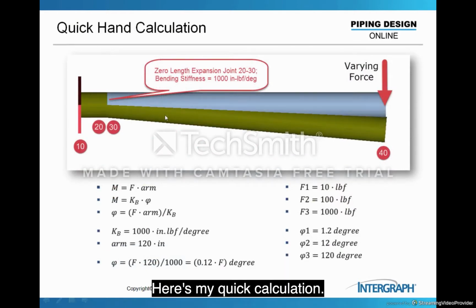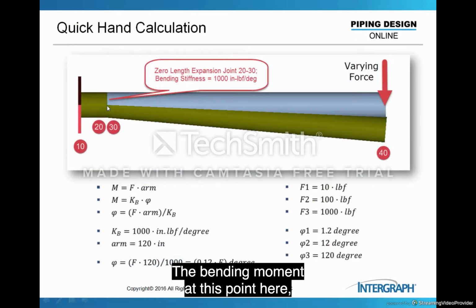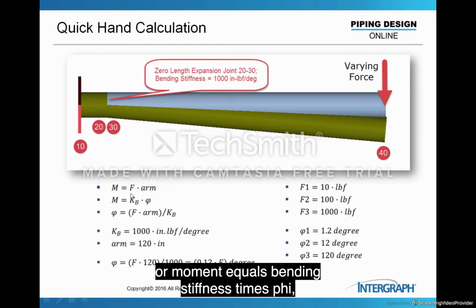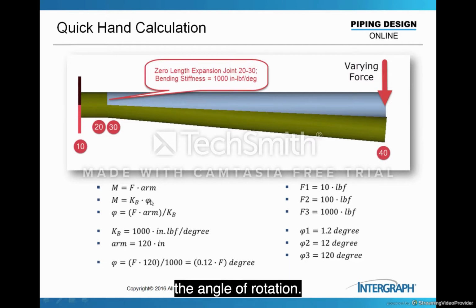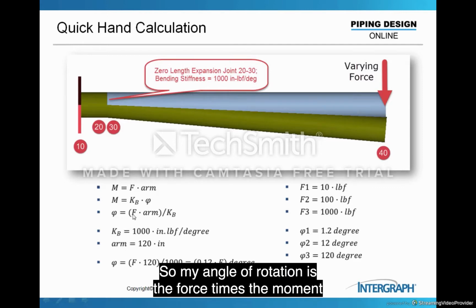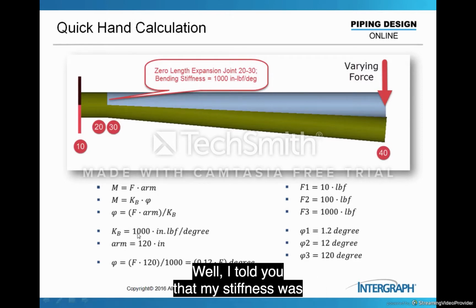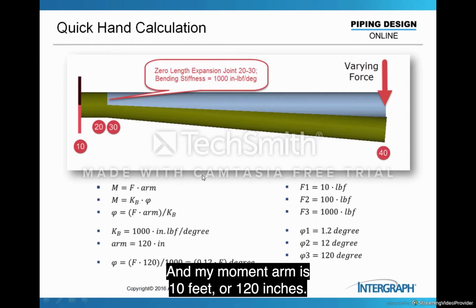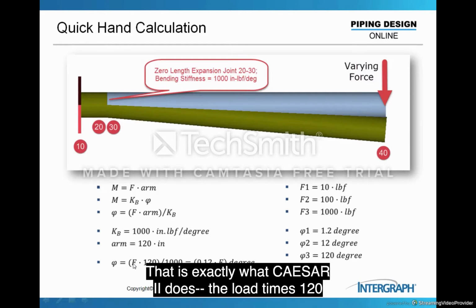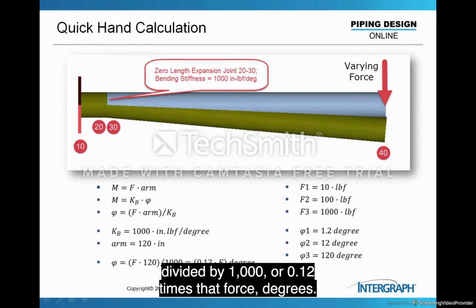Here's my quick calculation. The bending moment at this point here, 20/30, is some load times this moment arm. The moment at the point is equal, F equals kx, or moment equals bending stiffness times phi, the angle of rotation. So my angle of rotation is the force times the moment arm divided by the stiffness. Well, I told you that my stiffness was 1,000 inch-pounds per degree, and my moment arm is 10 feet or 120 inches. So my angle of rotation is straight math. That's exactly what CAESAR II does. The load times 120 divided by 1,000, or 0.12 times that force, in degrees.